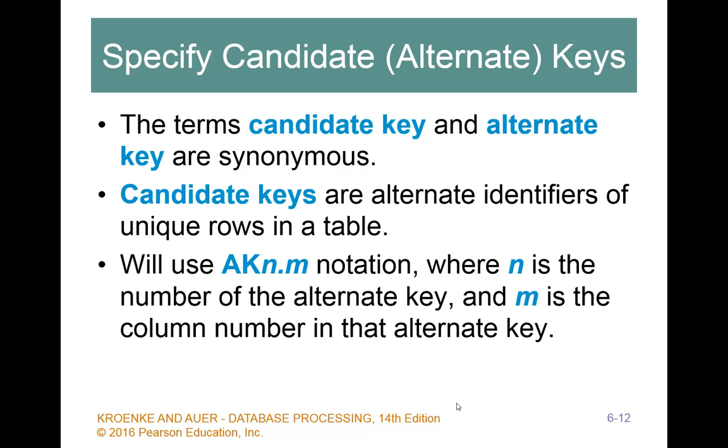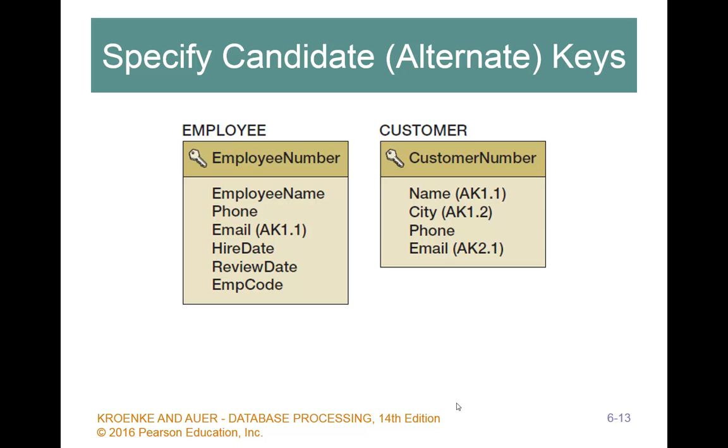Okay, so here's an example of two tables that were indicated in our logical table designs, where we're indicating in the employee table first that we've chosen employee number as our primary key, and we've chosen email as an alternate key.